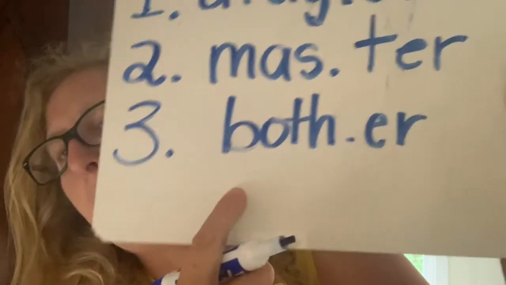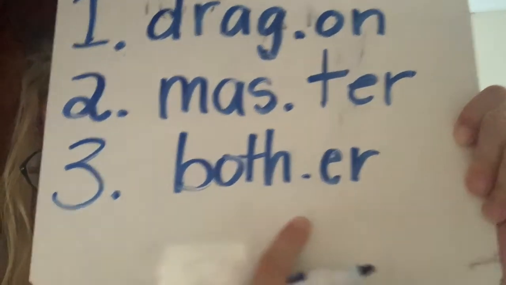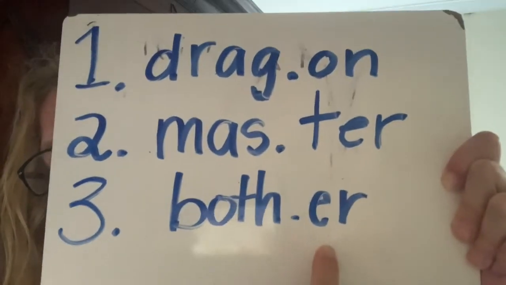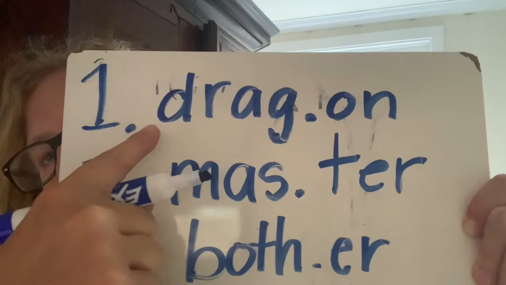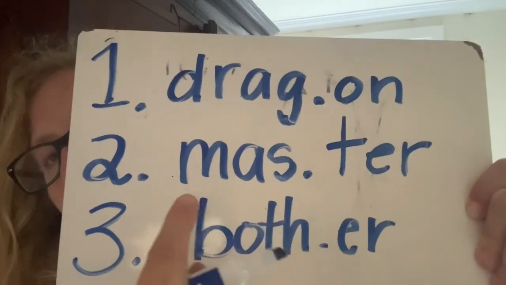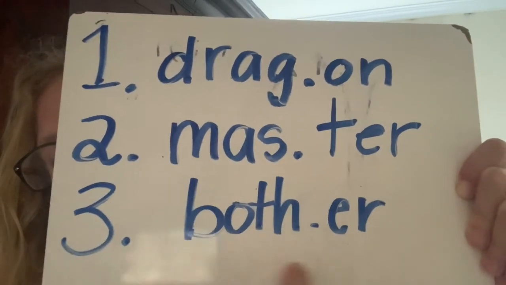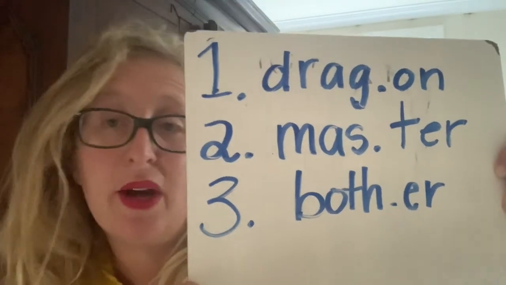Number three. Bath. Bother. Bother. Don't bother me, little brother. Bother. Say it with me. Bother. If you did not spell these words correctly, say them with me. Dragon, master, bother. Please write them correctly now.